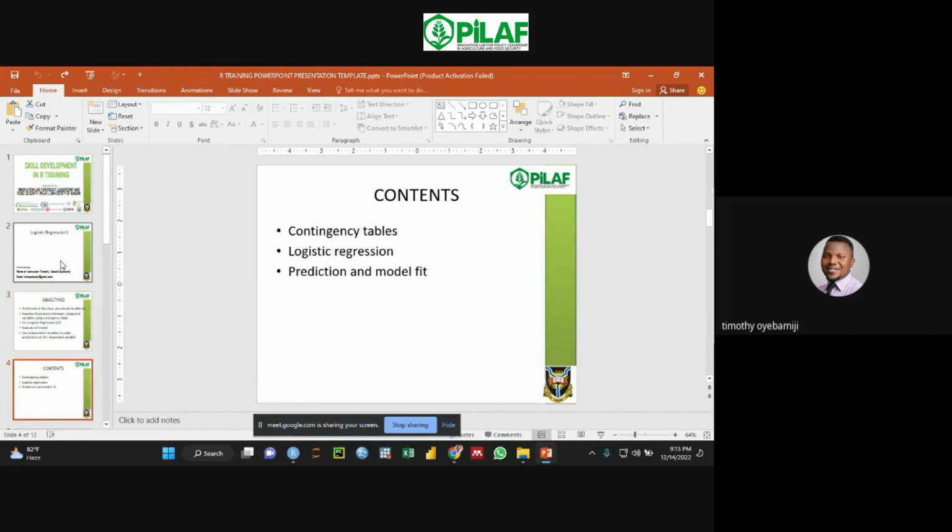Then the content: we look at three basic things, contingency tables and logistic regression. Under logistic regression, we're looking at the simple and the multiple. Remember, 2 classes ago, I said simple is when you have one independent variable on a dependent variable, while multiple is when you have 2 or more independent variables on a dependent variable. The dependent variable will always be 1.